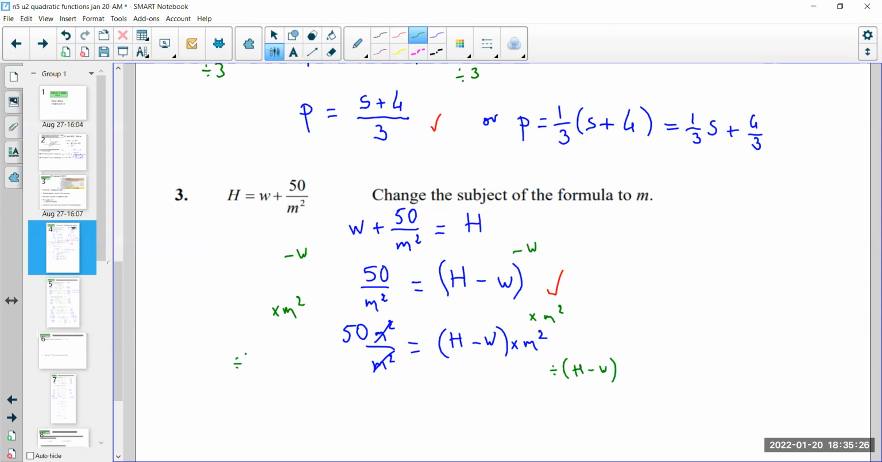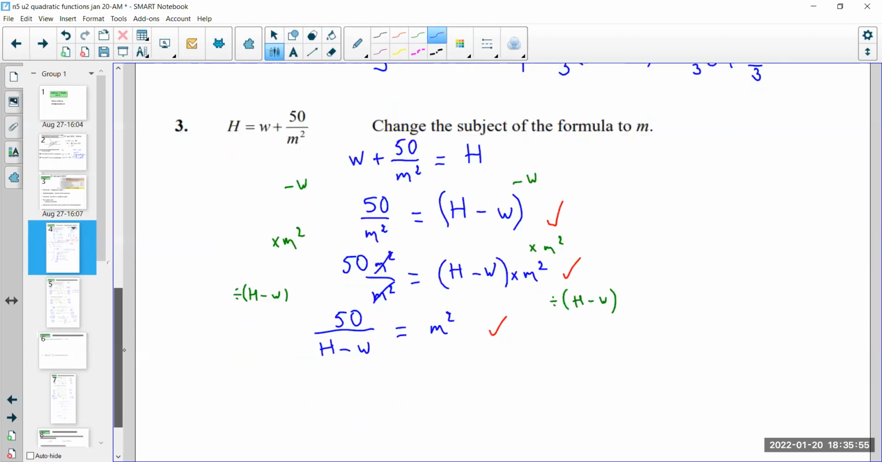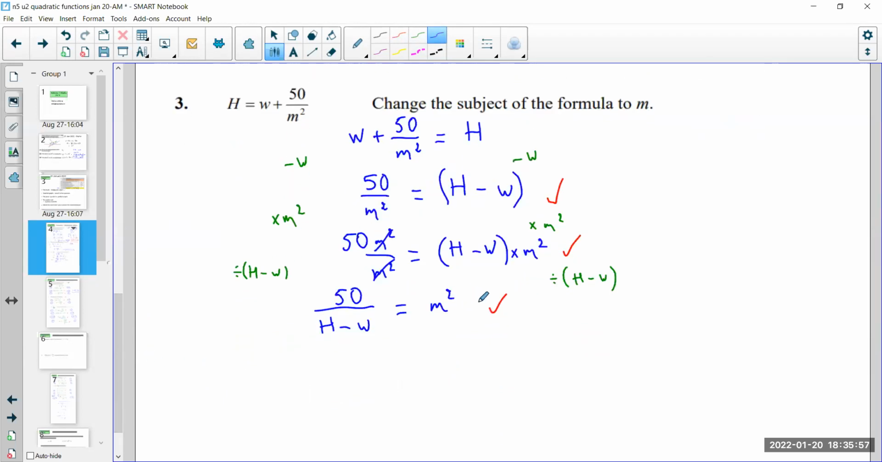So if I divide both sides by h minus w, which is what I'm going to do now, I'm getting 50 over h minus w equal m square. Forgot to say this was a second mark and this was your third mark. So m square equal 50 over h minus w. What is the function that undoes a square?